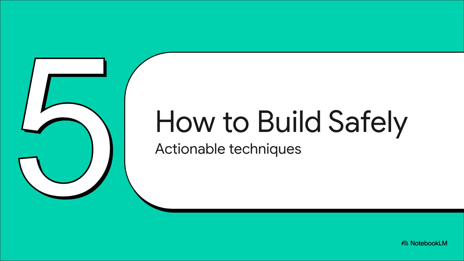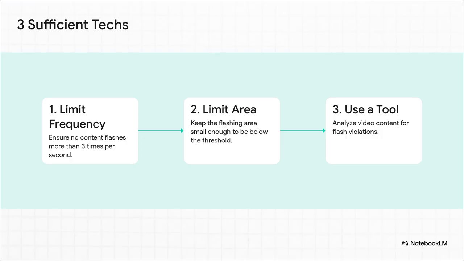How do you actually build this stuff safely? Let's look at the techniques you can put into action right now. The official guidelines basically give us a simple 3-part playbook for this. First, the easiest one by far. Just stay under 3 flashes per second. If you can't do that, your second option is to make sure the flashing area is small enough to be safe. And for really complex stuff like video, the third option is your best friend. Just use a tool to check it for you.